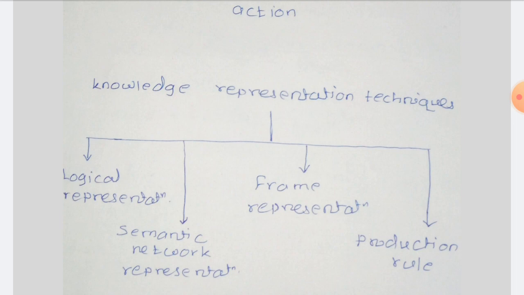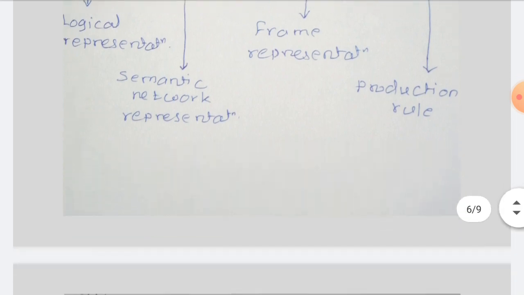There are four types of techniques. First is logical representation. Second is semantic network representation. Third is frame representation. Fourth is production rules. Let us see one by one with the example.